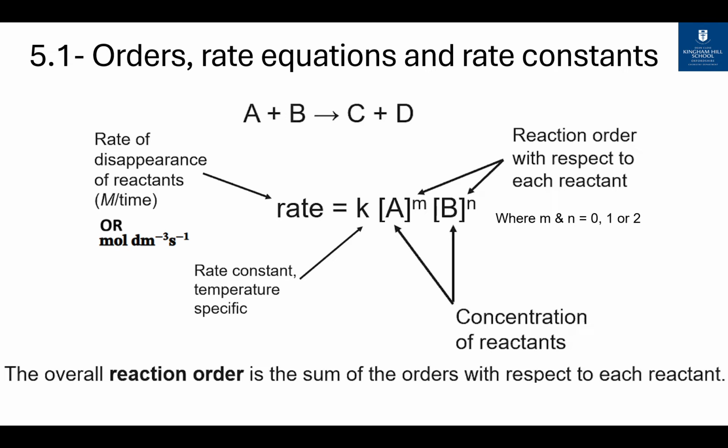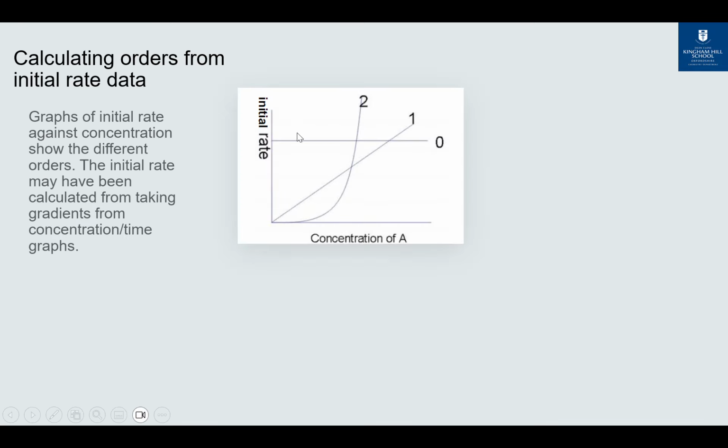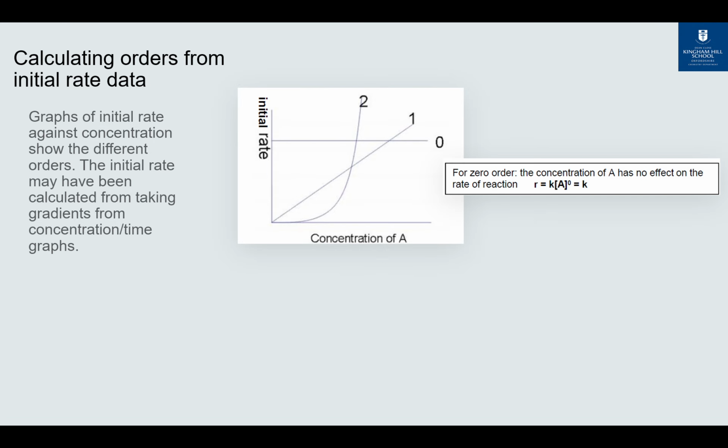The units of the rate constant can be determined by looking at the rate law, which we will have a look at a little bit later. But if you see some of the graphs, there's a graph here where the x-axis is the concentration of A, and we have 0, 1, and 2 order reactions over here. This tells you that for a zero order reaction, the concentration has no effect on the rate of reaction. So K times the concentration of A to the power 0, and we know that anything to the power 0 is equal to 1. So K multiplied by 1 is K.